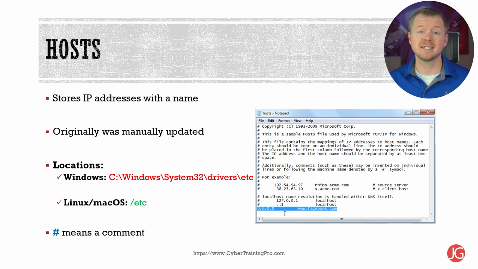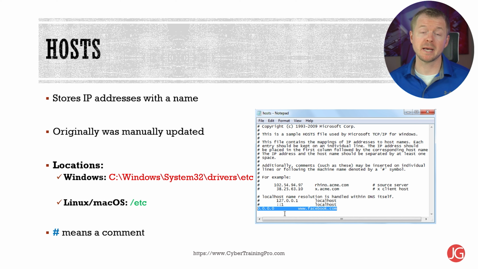The host file idea goes all the way back to the ARPANET, which was the predecessor to the internet. The host file stores IP addresses that are matched with a name. Originally, the host file was manually updated by the Stanford Research Institute on every system at 2 in the morning. Can you imagine that? Clearly, as networks grew, this wasn't practical anymore to store all those names, but believe it or not, the host file still exists on systems today.